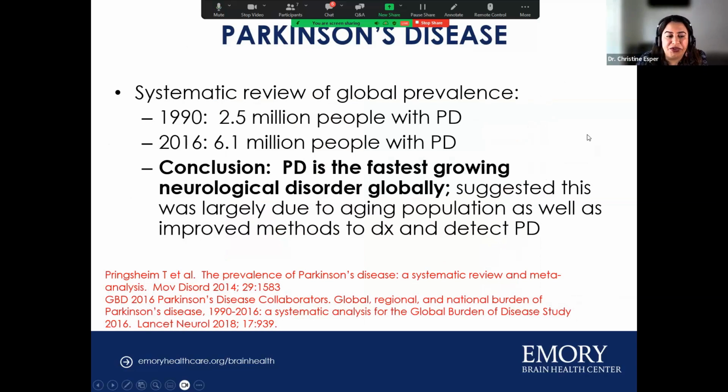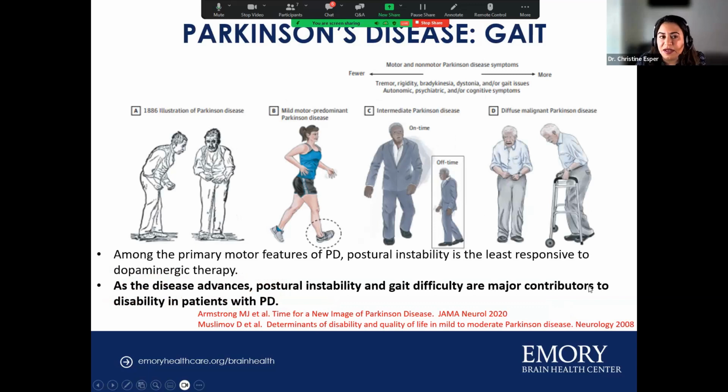Moving on to Parkinson's disease, this is one of the main focuses of our lab. Epidemiological studies have shown that Parkinson's disease is one of the fastest growing neurological disorders globally. You can see this data supported here from 1990 to 2016. So there's been a lot of interest in Parkinson's disease and studies on Parkinson's disease.